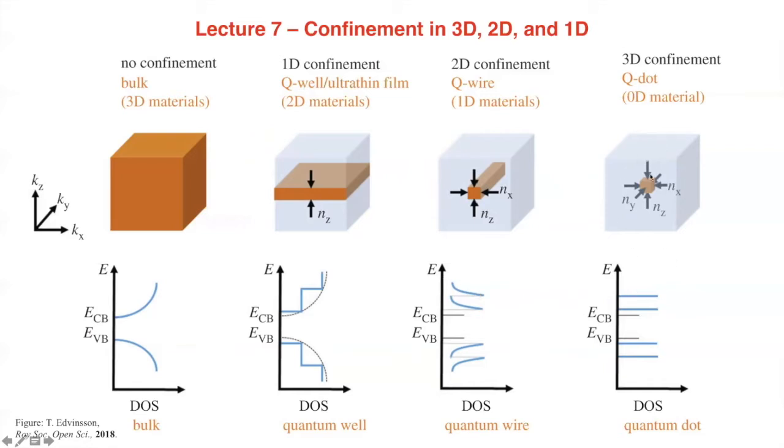Then finally you confine it in all 3 dimensions, and you end up with discrete levels, and those discrete levels are of course higher than the conduction and valence band edges of the bulk. Okay, so the energies of the lowest transitions in these materials is dominated by the narrowest dimension of the crystal.